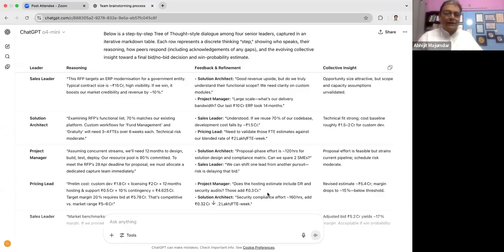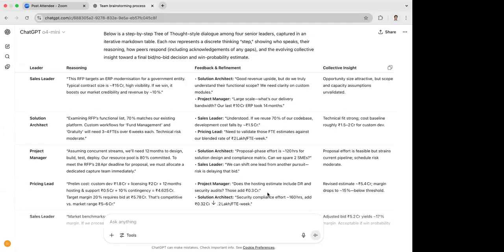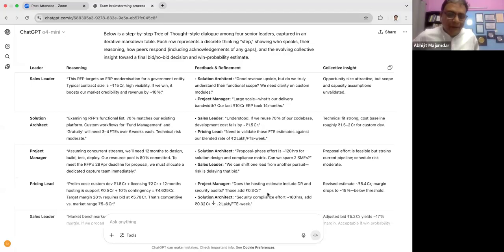Also, you cannot totally take an output given by the LLM and go to your boss and say, okay, boss, this. Then your boss will say, why do I need you? The LLM will do all this for me. Got my point? So use the LLM as a tool, as an assistant, not as your boss.